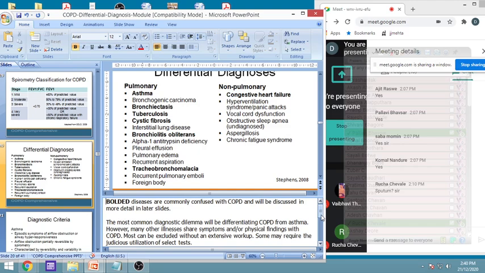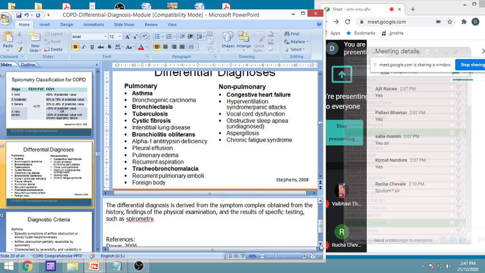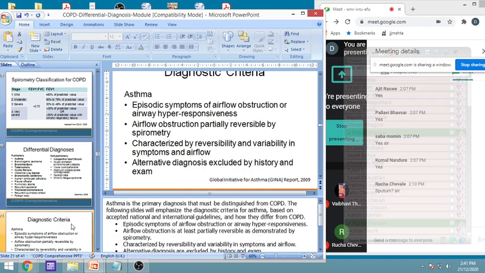Many other illnesses share symptoms and physical findings with COPD. Most can be excluded without extensive workup, but some will require the judicious utilization of various tests, particularly those which have very similar signs and symptoms, and therefore we have to go for a differential diagnosis, which is derived from the symptom complex obtained from the history, findings of the physical examination, and the results of specific testing like spirometry. On all these results we have to check, and then we can go for the final decisions. So let us check what the various diagnostic criteria are.